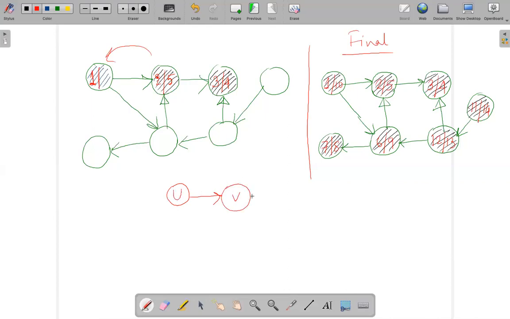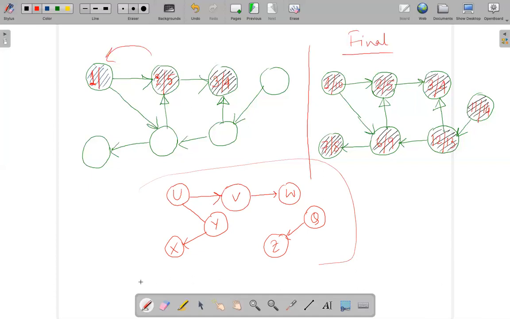U, V, W, Y, X, Q. This is why we said that you might also land up into a forest. This is an example where we land up into a forest actually. So there are two trees, one here and one here.